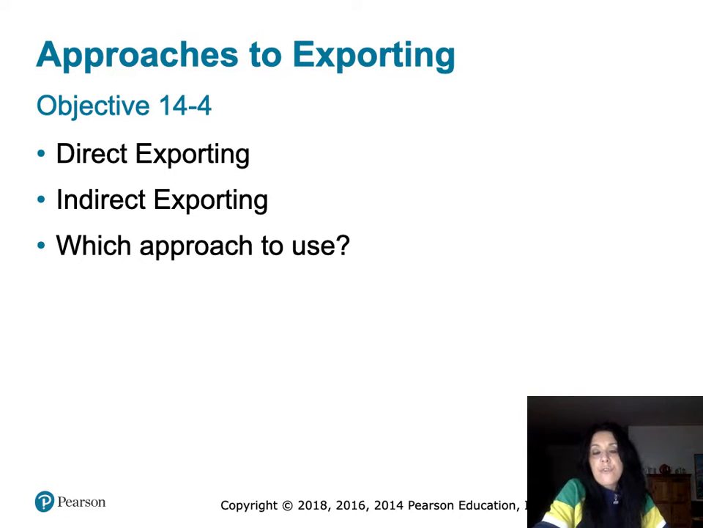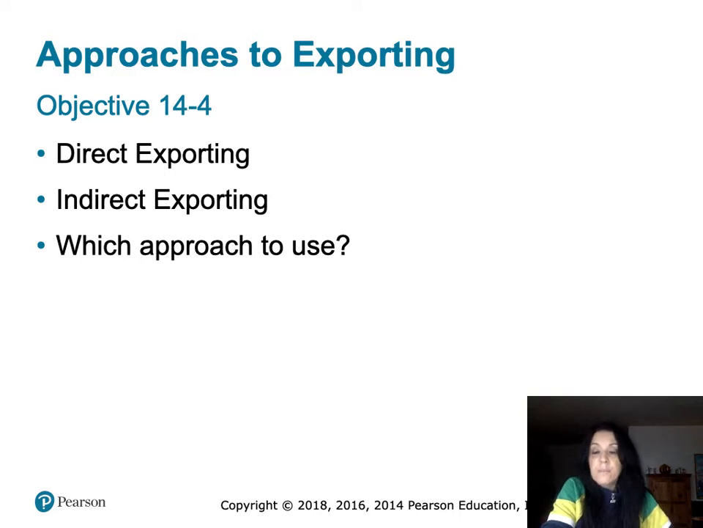Our fourth learning objective is to explain the principles and practices of exporting. So we have three approaches or practices of exporting: direct exporting and indirect exporting. Later on we will discuss which approach is the most optimal to use. In the scenario of direct exporting, the company directly sells its products to an independent intermediary, such as an agent, a distributor, or a retailer outside its home country. The intermediary then sells the product to the local consumer.